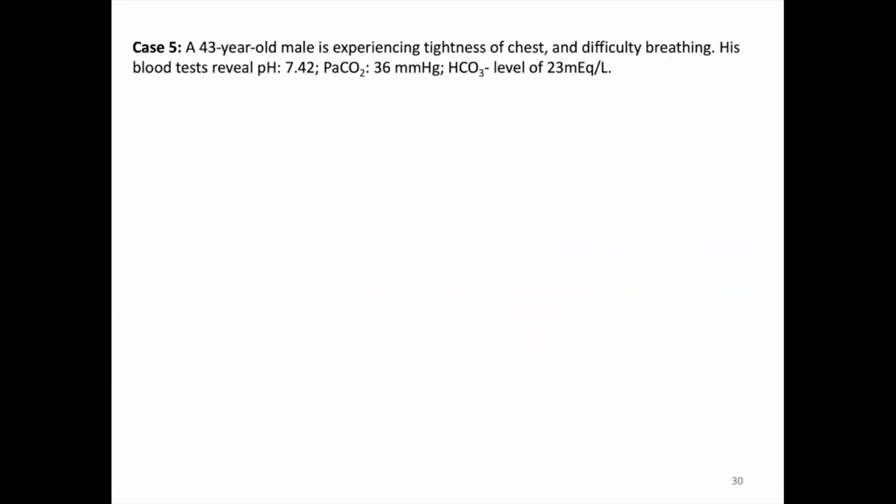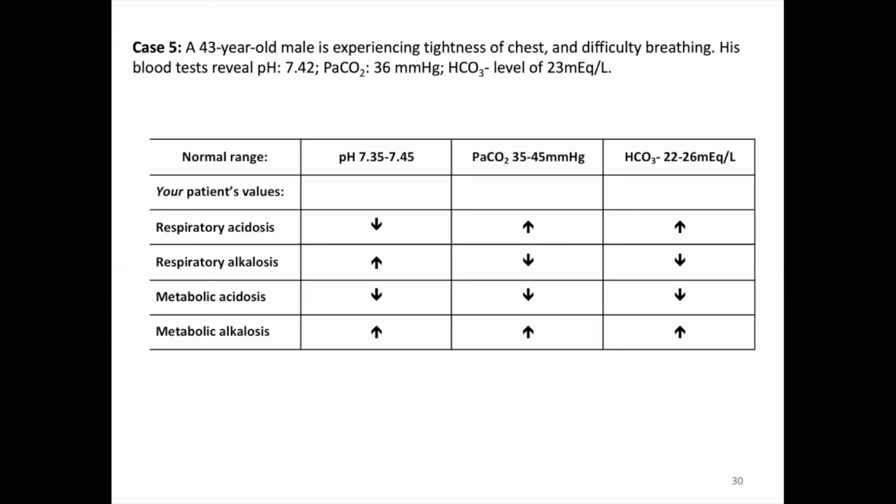Our next case is a 43-year-old male who's experiencing tightness of the chest and difficulty breathing. His blood tests reveal a pH of 7.42, partial pressure of carbon dioxide of 36 millimeters of mercury, and bicarbonate levels of 23 milliequivalents per liter. So go ahead and work on this one and fill in our graph.